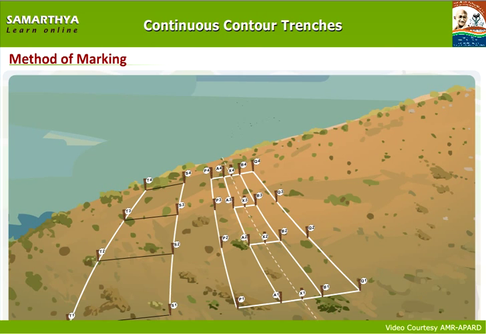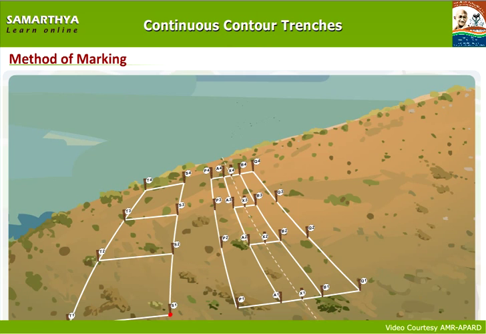Draw a line along the thread which tied S1 and T1 using lime powder. Draw a line along the thread which tied S2 and T2 using lime powder. Draw a line along the thread which tied S3 and T3 using lime powder. Draw a line along the thread which tied S4 and T4 using lime powder.